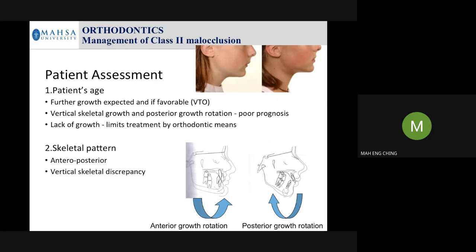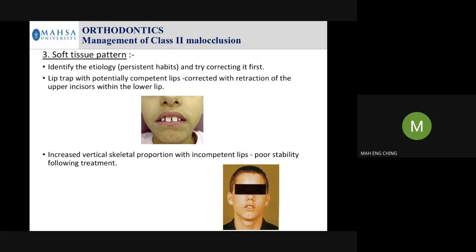Okay, we assess the patients: anterior, posterior, vertical. You try to do it in 3D, three dimensions, from the front and from the side, and then anterior-posterior, vertical, and transverse. For soft tissue, you assess competence or incompetence.